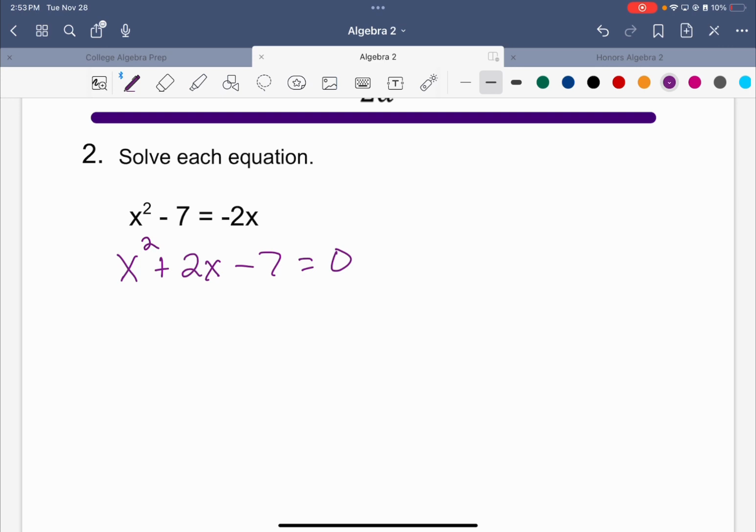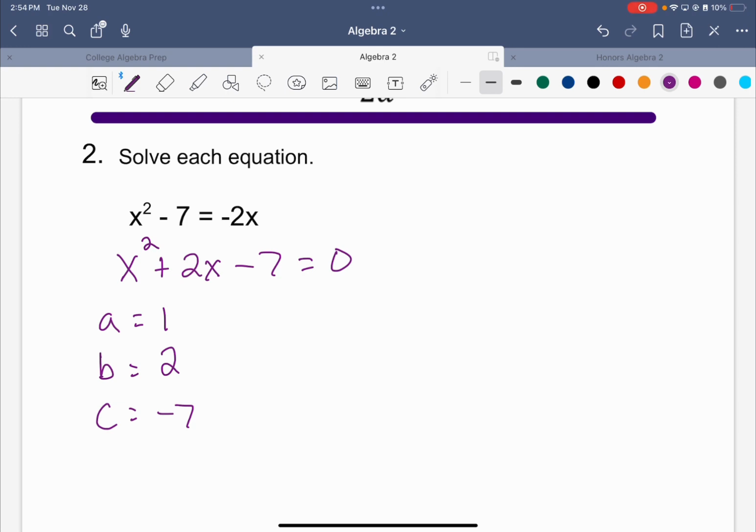Again, I didn't show the adding of 2x. You guys should be at the point where you realize how to do it. I'm going to go ahead and list the a, b, and c. What's my a value? What's my b value? 2. C value? Negative 7. There you go. So there's my a, b, and c.